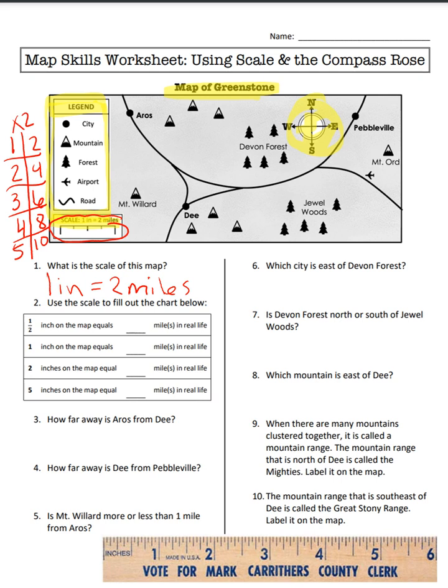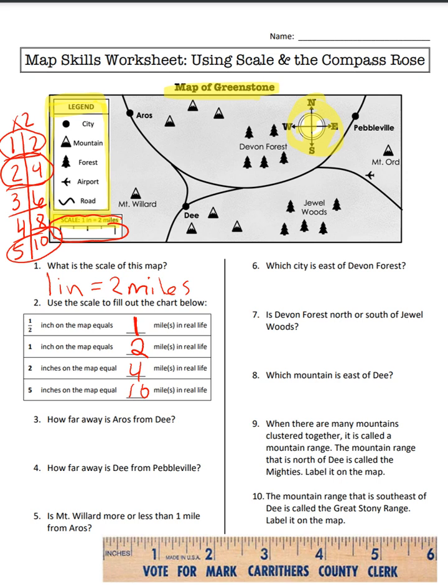Half an inch, if 1 inch is 2 miles, then half an inch is 1 mile. 1 inch is 2 miles according to my chart. 2 inches is 4 miles according to my chart. And 5 inches is 10 miles. All right? Those are easy and fun.